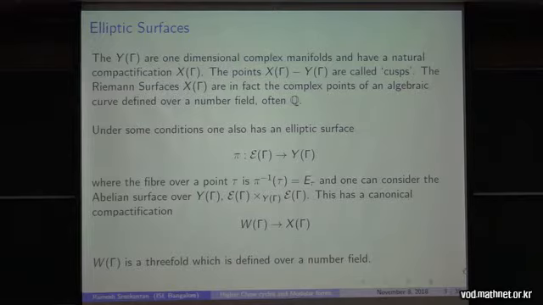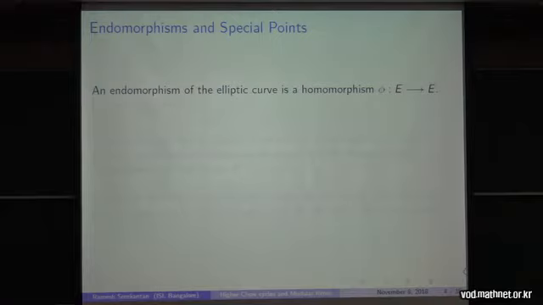More generally, we sometimes want to consider just a family of abelian surfaces over a curve. Now these elliptic curves are also groups. An endomorphism of the elliptic curve is a homomorphism from the elliptic curve to itself. For example, one simple way is multiplication by an integer. You take a point P and you multiply it by N.